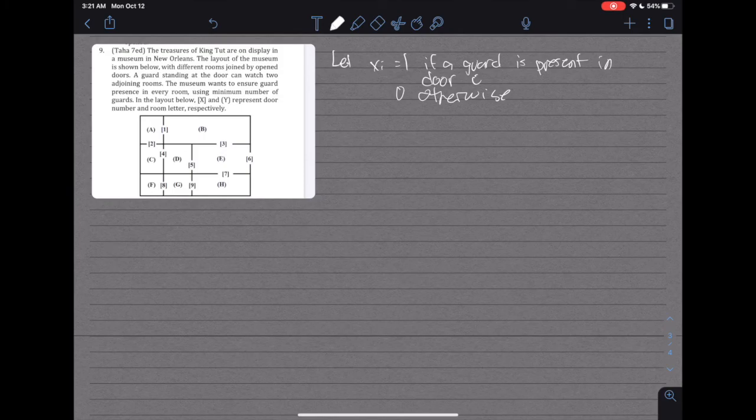Again, apologies for my bad penmanship. But for our objective function, it's already stated that we want to minimize the number of guards. So we minimize z, which is equal to the sum of guards. So that's x1 plus x2 plus x3 and so on up to x9, since we have 9 doors. We simply want to minimize the number of guards that we have.